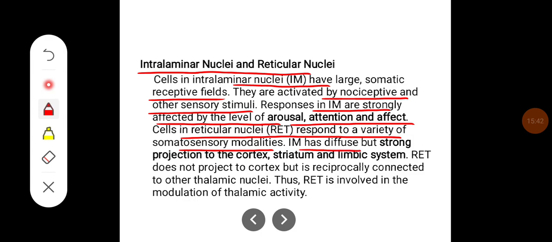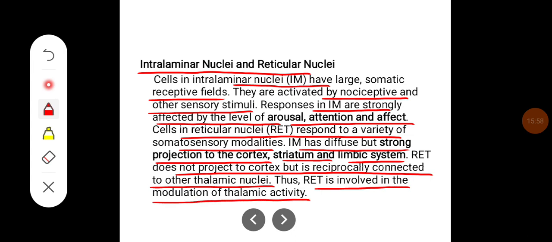Intermediate nuclei have a diffuse but strong projection to the cortex, striatum, and limbic system. Reticular nuclei do not project to the cortex but are reciprocally connected to the other thalamic nuclei. Thus, reticular nuclei are involved in the modulation of thalamic activity.